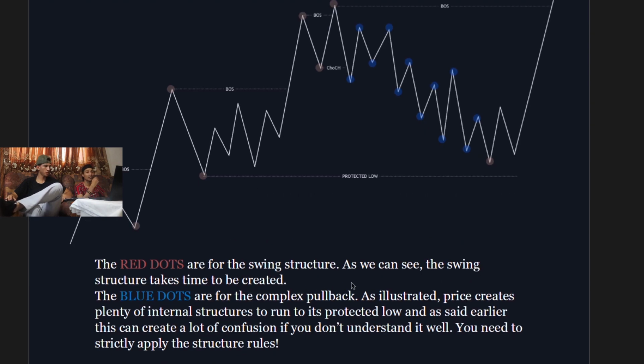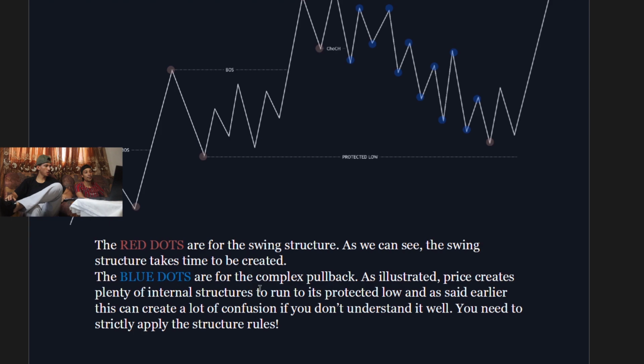So swing structure we can see there. The blue dots are for complex pullbacks. As illustrated, price creates plenty of internal structures to run to its protected low, as said earlier. This can create a lot of confusion if you don't understand it well. You need to strictly apply the structure rule.